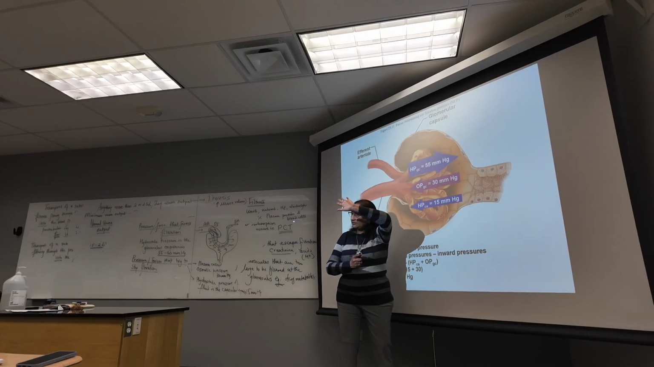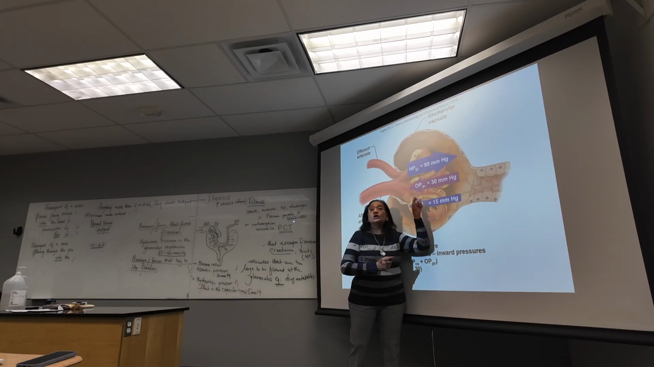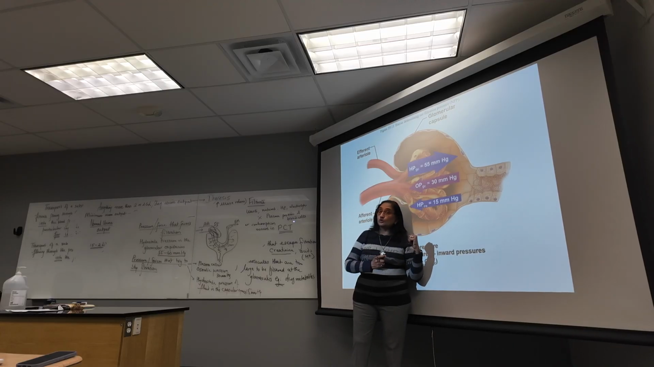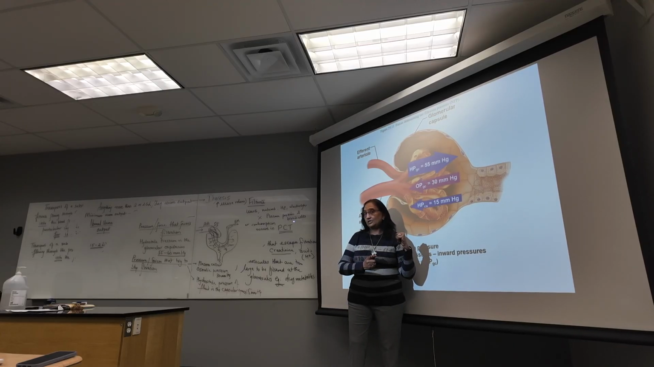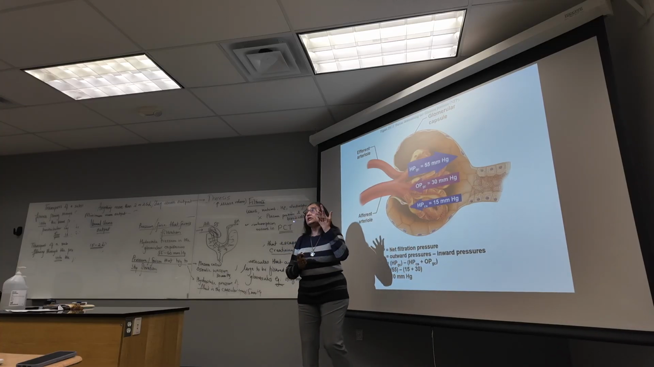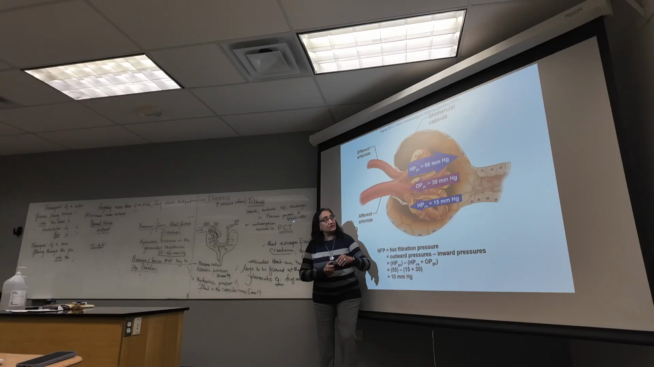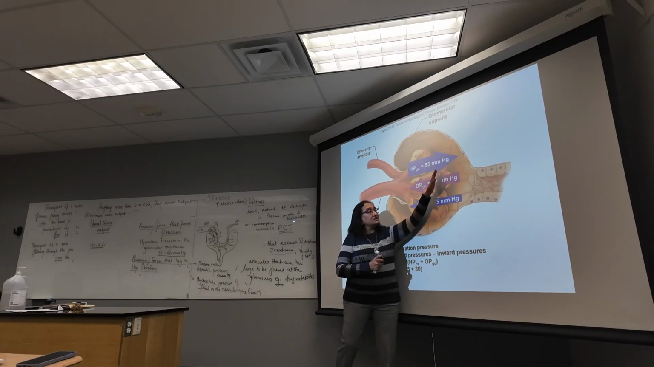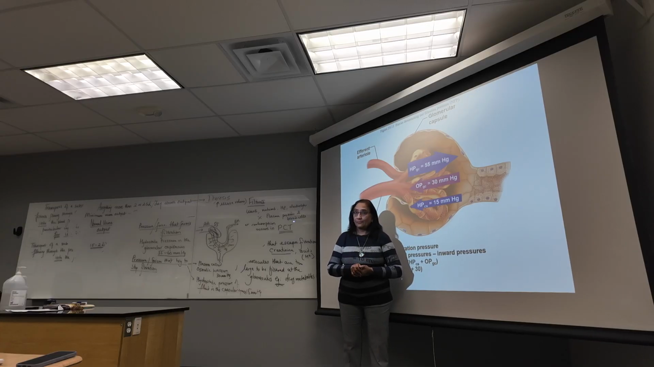This is 55, it remains the same. The osmotic pressure, normally it is 30. Let's say it drops to 20 instead of 30 because the person has some hypoproteinemia. They don't have enough proteins in their plasma. Instead of 30, it drops to 20. And everything else remains the same.